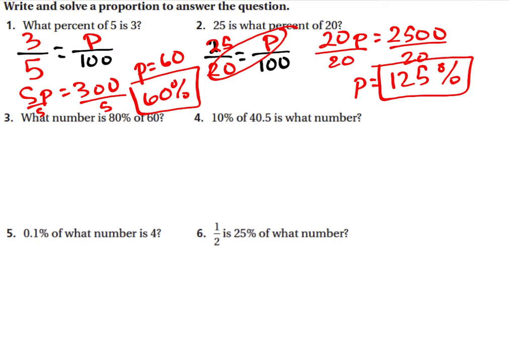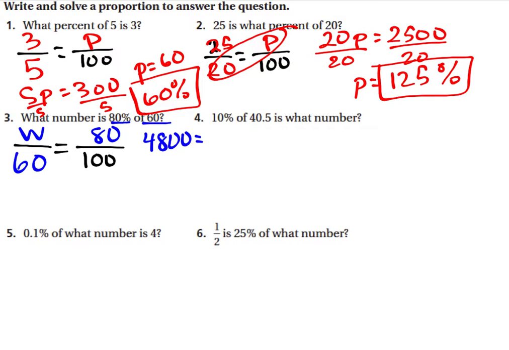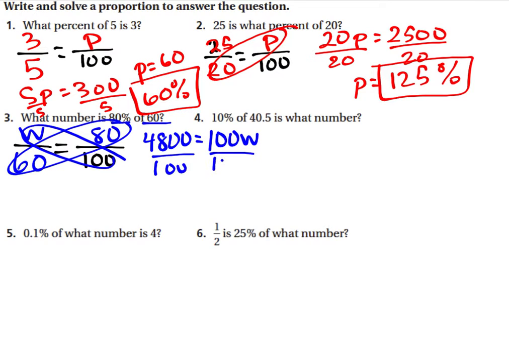Okay, next example. What number is 80% of 60? We'll start by fraction equals fraction out of 100. Then we fill in our numbers. It's 80%, so that's 80 per 100, of 60, that's the whole. And we don't know the part, so whatever that number is. 60 times 80 is 4,800. And W times 100 is 100W. That's just doing the cross products. Divide both sides by 100, and we get W equals 48. So, 48 is 80% of 60.